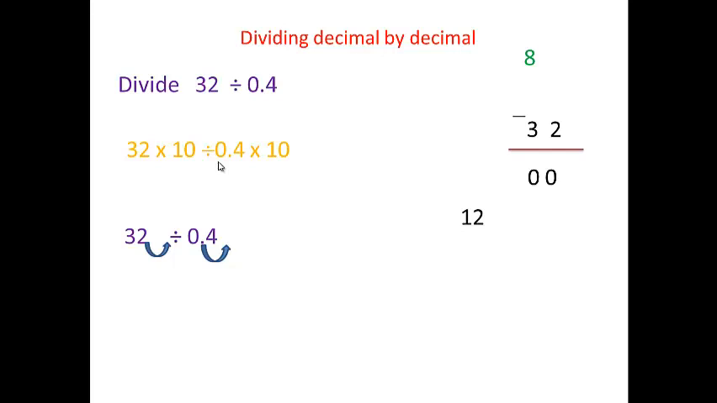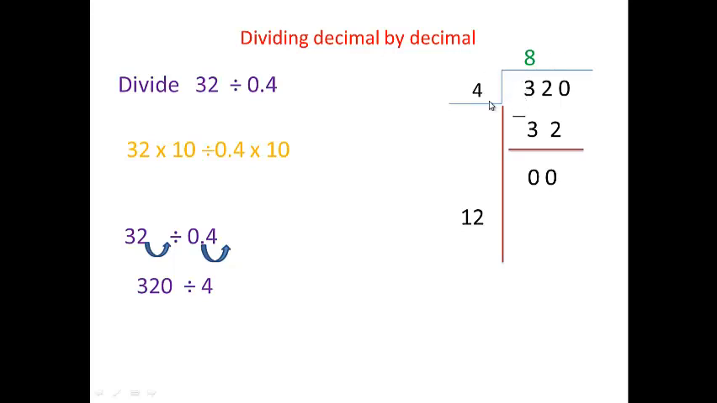And whatever you will do with the divisor, you should do it with the dividend. Now the problem changed into 320 divided by 4. Now the dividend is whole and also the divisor is whole. Divide now as normal. Dividend written down and divisor out. We will take digit by digit.